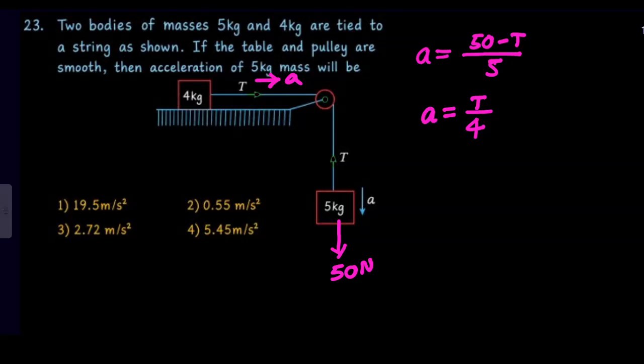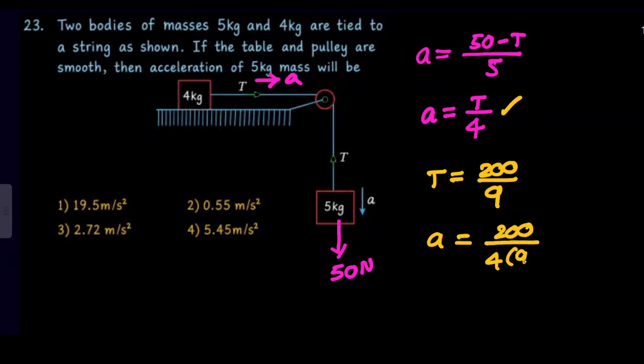Then option 4, 5.4. How much is the T value? 200 by 9. a is equal to 50 minus 200 by 9. So a we will directly put here, na. So this is how much now here? 200 by 4 into 9. How much will come? 5.4. 5.4.